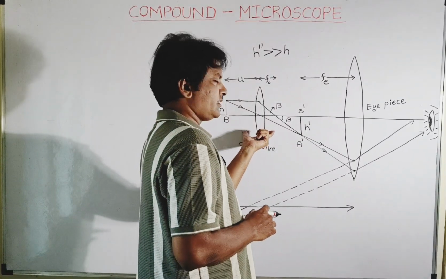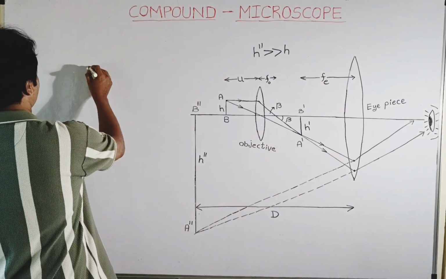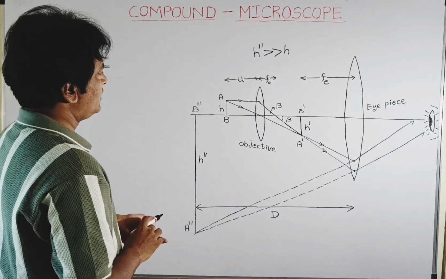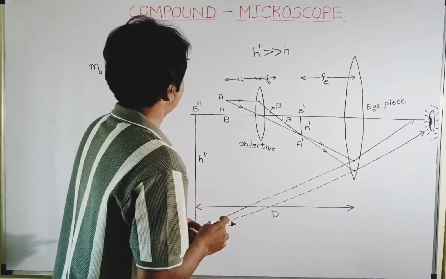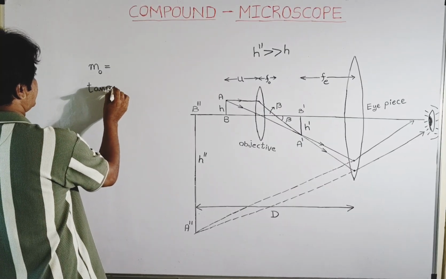So for this lens, first consider the magnification. How to calculate the magnification of the objective, m naught, we say it m naught. The magnification means we will consider it as tan beta. This theory we have already discussed.